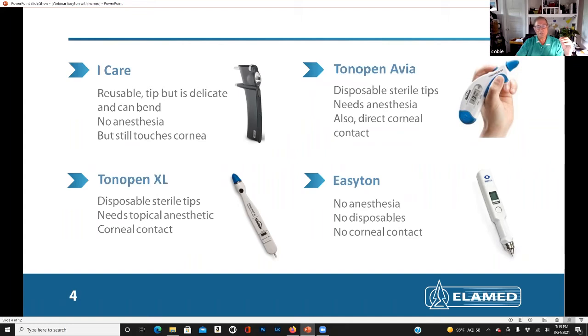So then we move over to the EasyTon. With the EasyTon, there's no anesthetic used, there's no disposables, and there's no corneal contact. So you don't have to worry about anybody being apprehensive with the anesthesia. No disposables, so the cost is a little less on that. And there's no corneal contact, so you don't have to worry about abrasions or any other problems with that. So that works out real well. And the tip is able to be cleaned with regular disinfection.